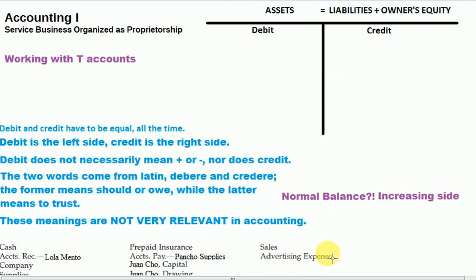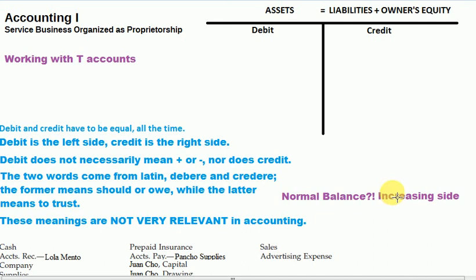On the other hand, expense decreases the owner's equity. So the expense account cannot be credited because it decreases the owner's equity. It has to be the opposite side of credit. That tells us the expense account is always debited.